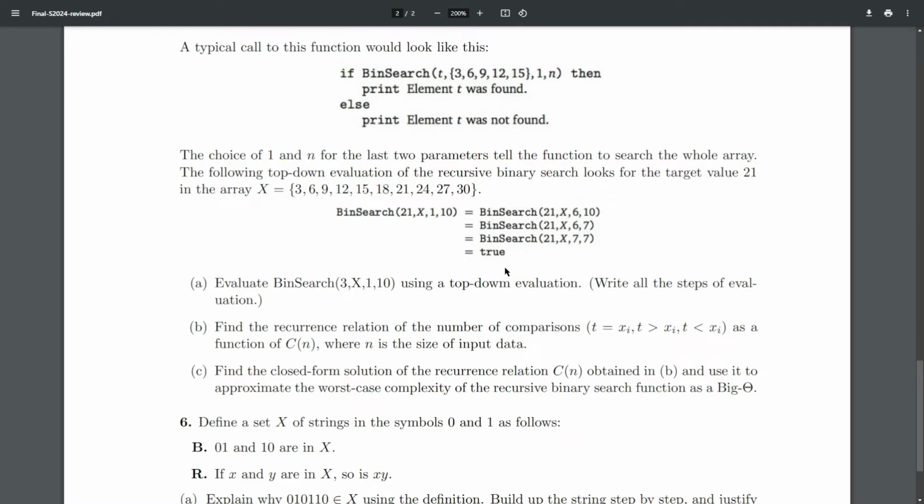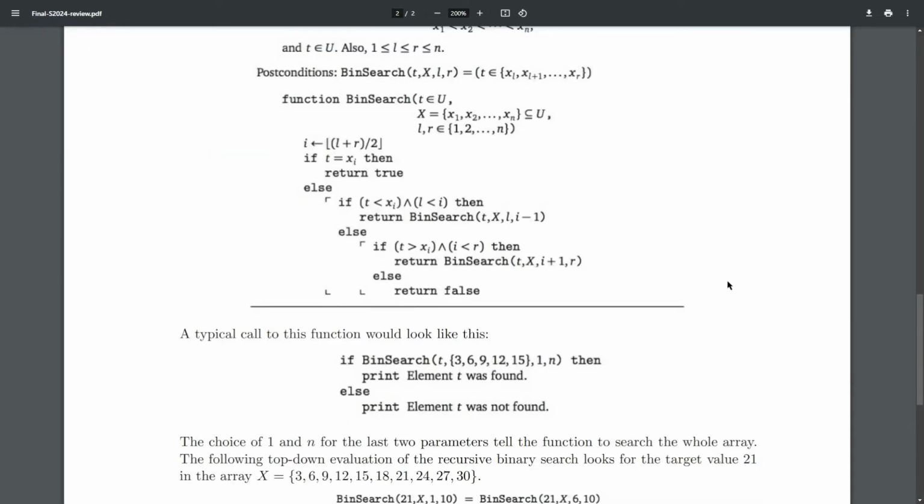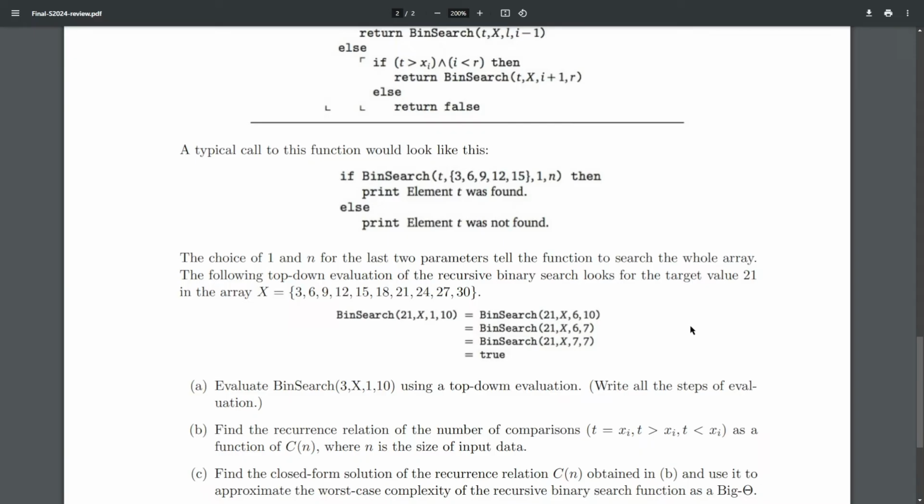And I gave you explicitly all the steps. If we were going to write this as an exam, then do that. Okay, now part B of the question states: find the recurrence relation of the number of comparisons t equals x of i, t greater than x of i, and t less than x of i as a function of the form c of n, where n is the size of the input data.